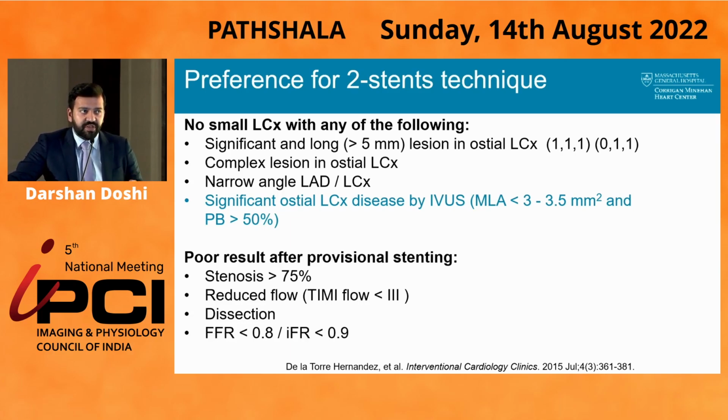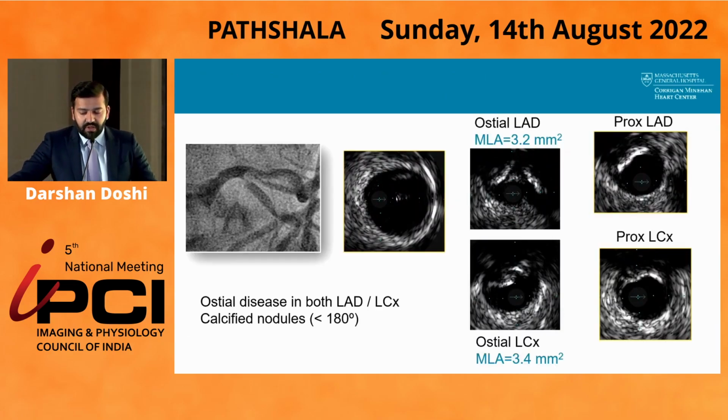Now, if you're using a provisional strategy, these are the markers of when you're going to have to put in a second stent. One, if you have a stenosis that's greater than 75%, there's reduced flow, there's a dissection, or use physiology to prove that there's probable ischemia. So let's take a look at this case.